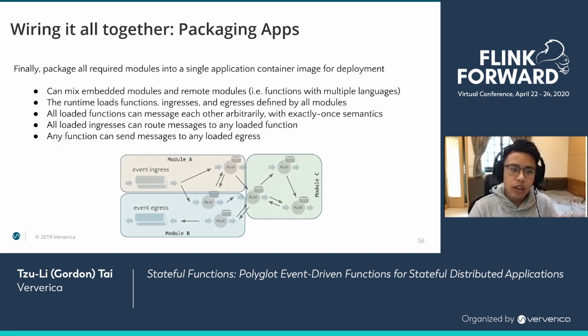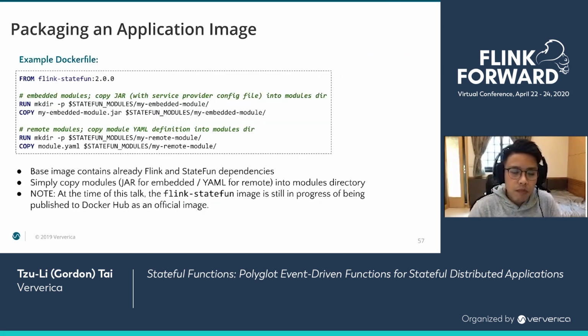To illustrate this, here we have a whole stateful function application of egresses, ingresses, and functions, and all of this really could be provided by different modules. For example, the ingress from module A can then message a function from module B. And what you want to do to get your application ready for deployment is then bundle all these modules into a single application image for deployment.